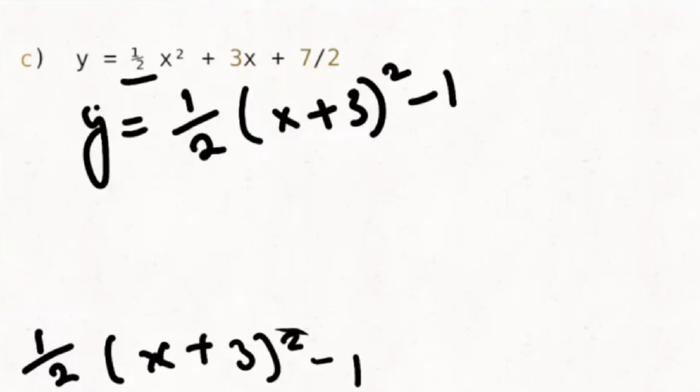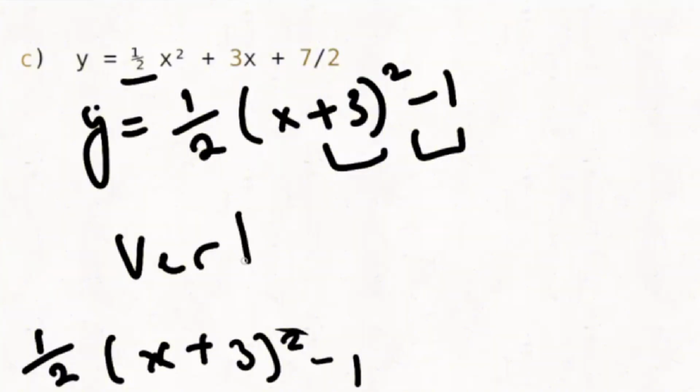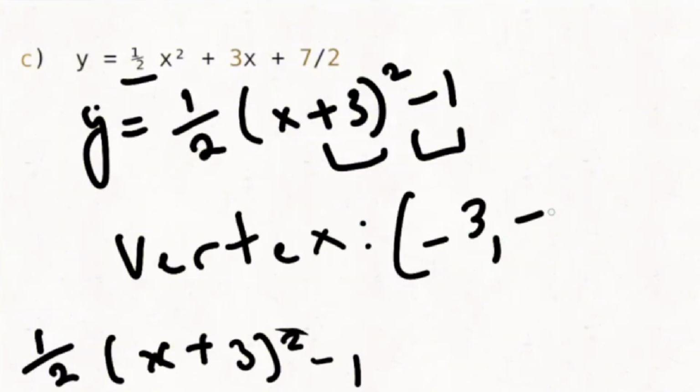What is going to be our vertex? Our h here is -3, and our k here is -1. So our vertex is -3, -1.